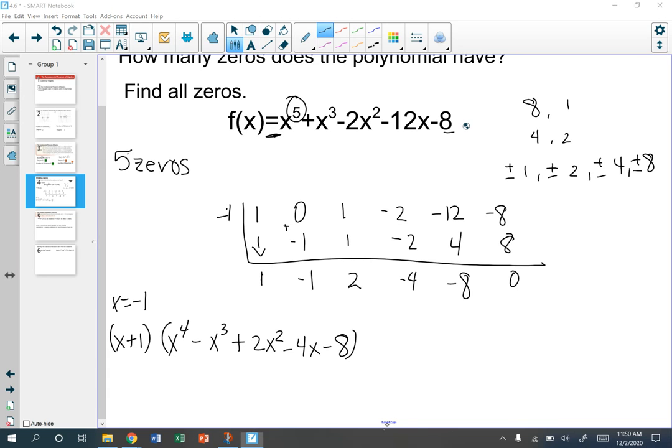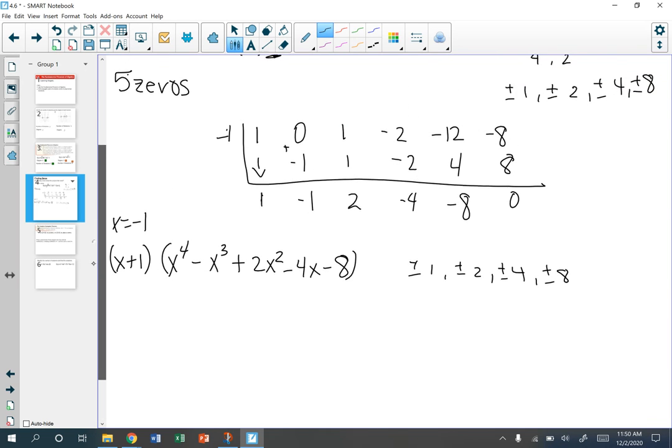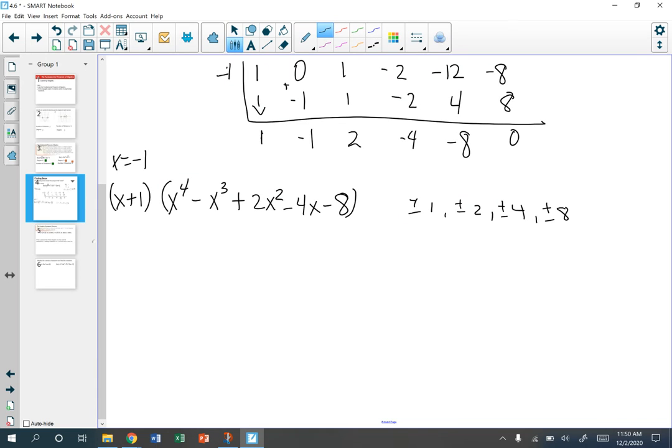Okay, now again, I need to do synthetic division again using the rational root theorem. So my possibilities again are plus or minus 1, plus or minus 2, plus or minus 4, and plus or minus 8. And remember, I got that by taking the factors of 8 over the factors of 1. Okay, so again, I'm just going to start with 1, which we know wasn't a factor already, right? Because we tried that up here and it didn't work. So we can cross off 1 and -1 because those we already know didn't work.